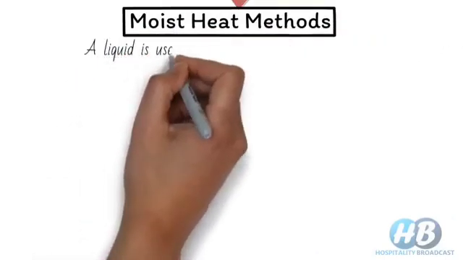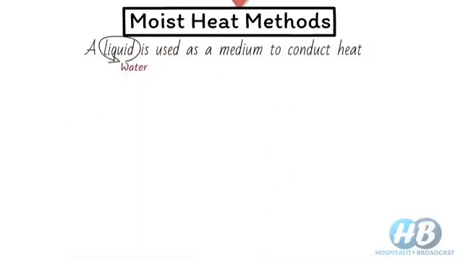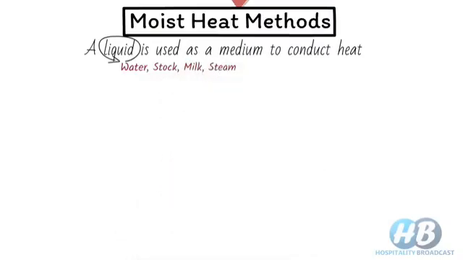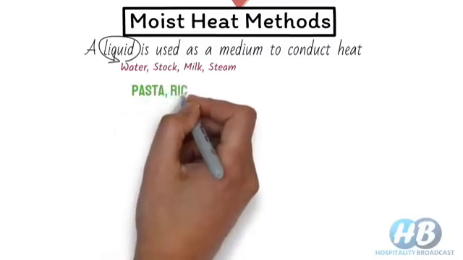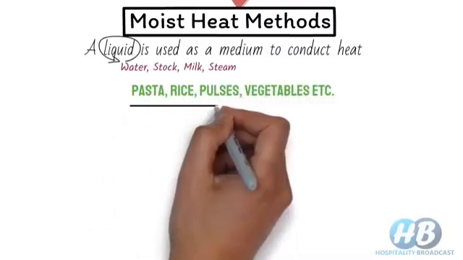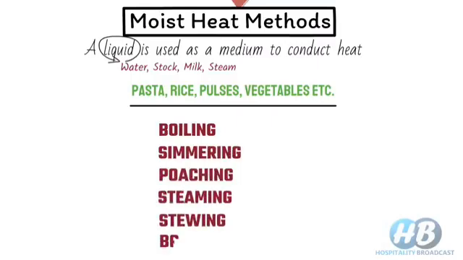Moist heat methods. In this method, a liquid is used as a medium to conduct heat. Generally, water is used, but one can also use water-based liquids such as stock, sauces, milk or steam. These methods are specifically appropriate for preparing pasta, rice, pulses and vegetables. The different types of moist heat methods are boiling, simmering, poaching, steaming, stewing and braising. Let's talk about the first one, that is boiling.